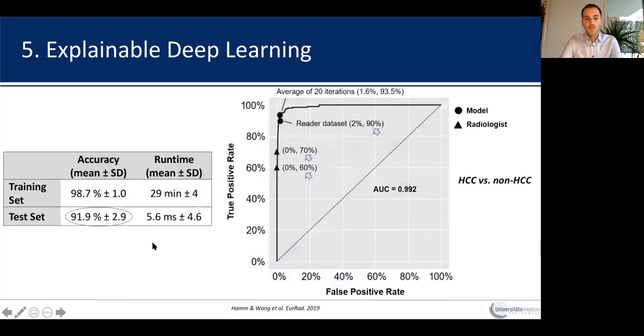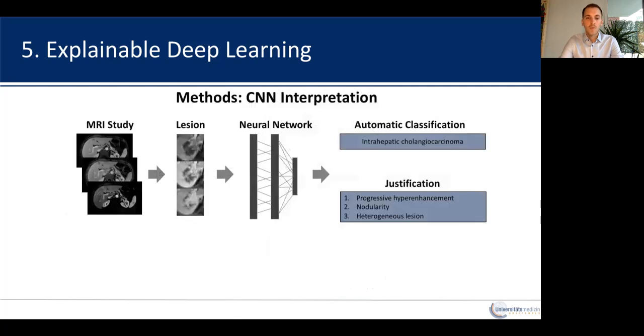Finally, we were able to achieve a very good accuracy in the classification tasks, with an accuracy of roughly 92% and an AUC of 0.99. We also performed a reader study in which the deep learning system outperformed 2 radiologists in the diagnosis of these focal liver lesions.